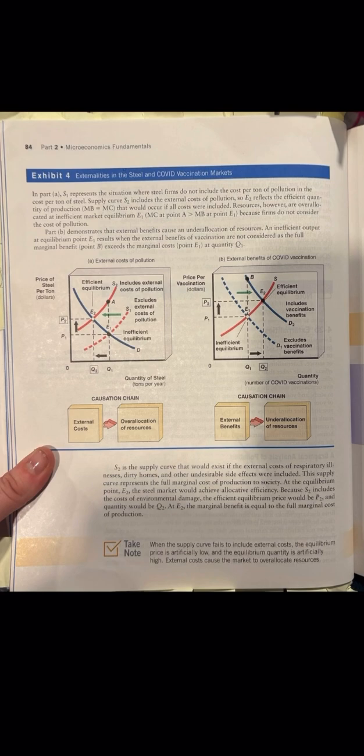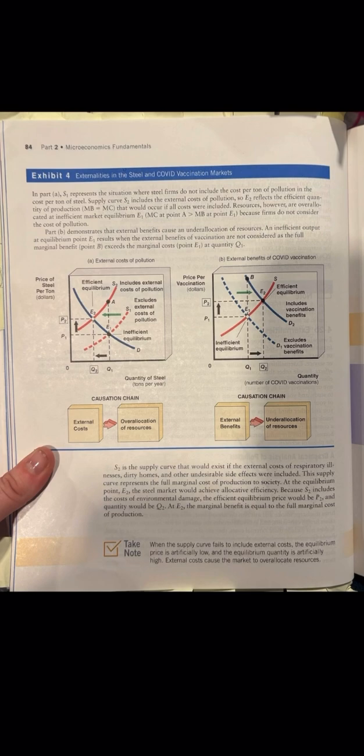Part B demonstrates the external benefits that cause an underallocation of resources and inefficient output at market equilibrium point E1. This results when the external benefits of vaccinations are now considered, as the full marginal benefit, point B, exceeds the marginal cost, point E1, at a quantity of Q1. S2 is the supply curve that would exist if the external cost of respiratory illnesses, dirty homes, and other undesirable side effects were included. This supply curve represents the full marginal cost of production to society.